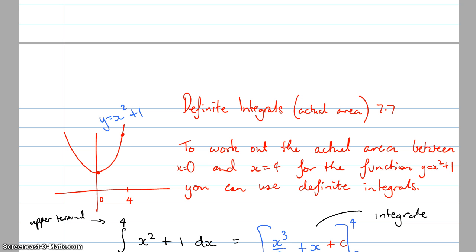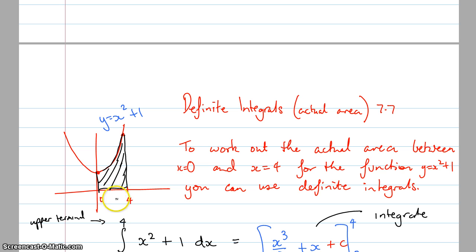Let me just show you what area I'm actually going to work out, and therefore what I'm not going to work out as well. I'm going to put a line here, x equals 4. I'm going to put a line at x equals 0. I'm going to work out the area bounded by those two points there, this curve here, this x squared plus 1, and the x-axis here. So I'm going to work out all of that area under there.